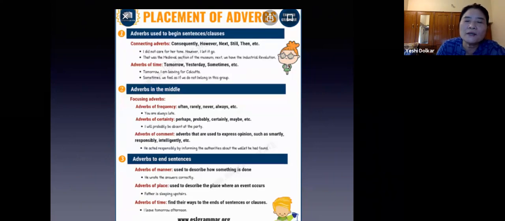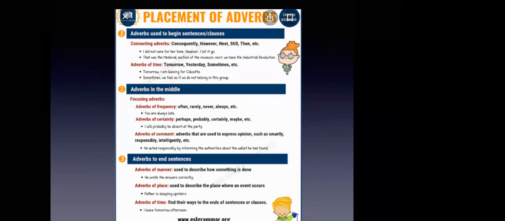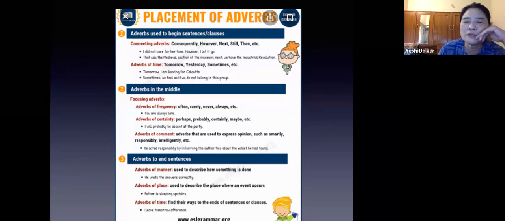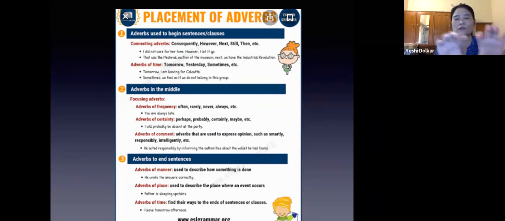Adverbs of frequency. I often get up. I often get up at 5 a.m. Often comes before the verb. I rarely get up at 5 a.m. It comes before get up. Get is the verb. I never get up. I always get up. Put that in front of the verb. So after the subject, but in front of the verb.